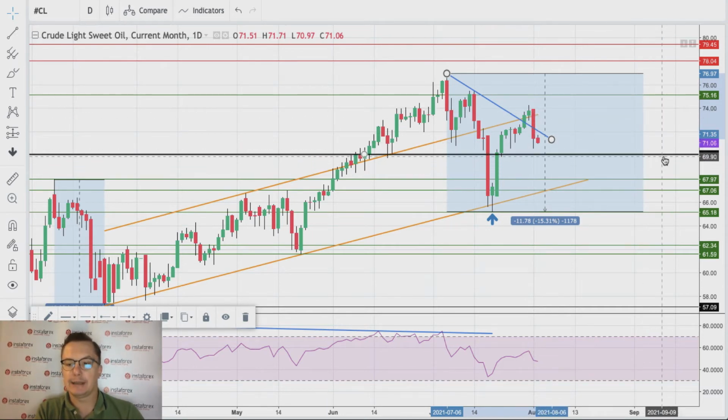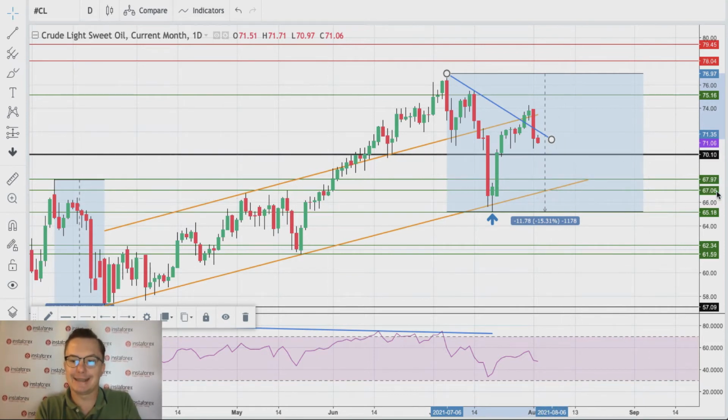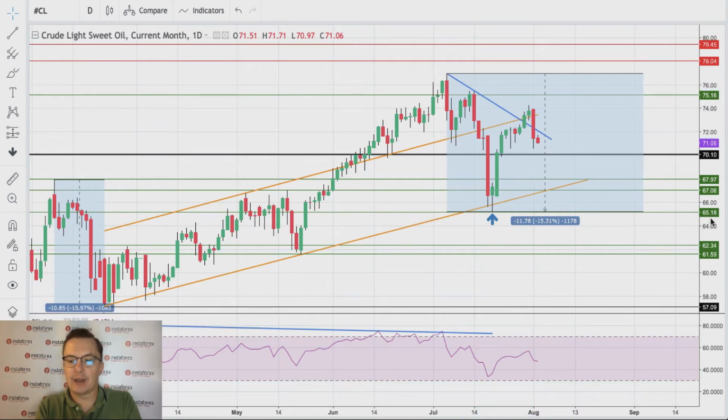So we are getting closer towards 70.10, which is the technical support for the price. If we break below 70.10, we are getting closer to 67.97 and 67.06, which are two technical supports, which is the demand zone. And then of course the lows of July 2021, which are located at the level of 65.18.